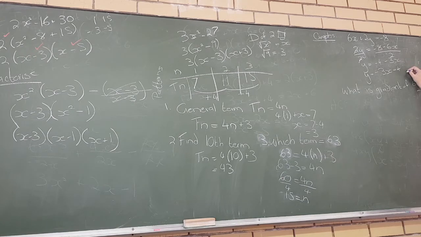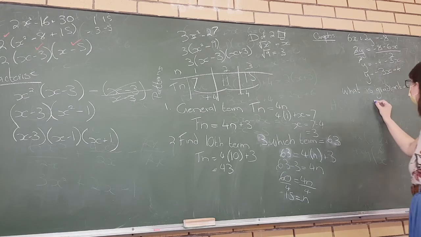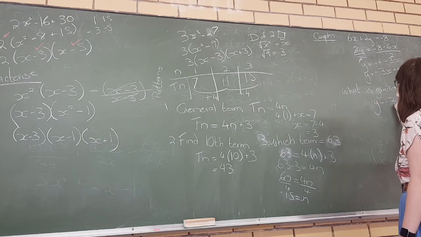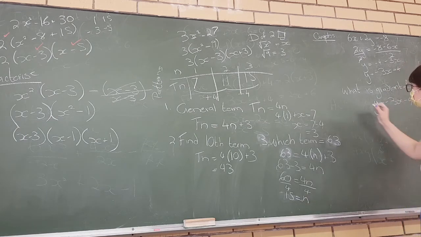Okay. So then I know to do all these steps, and I've got an equation of y is equal to minus 3x minus 4, because I did all these steps over here to get y on its own. Now, what is the gradient of this graph? Minus 3. Remember, it's just this number here before the x. It's minus 3.